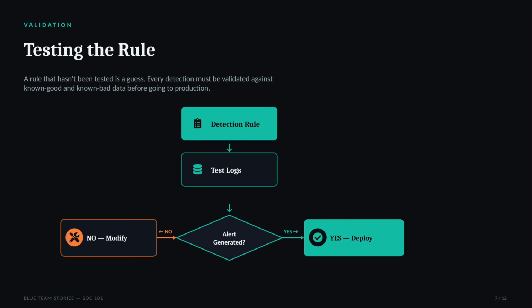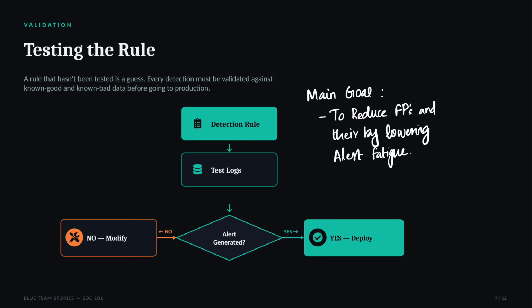Testing the rule. Before a rule is deployed into production, it must be tested. Analysts use historical logs, simulated attacks, or red team exercises to verify that the rule behaves correctly. If the rule misses attacks, it must be improved. If it generates too many alerts, it also needs refinement. Testing ensures the rule provides value before reaching the SOC analyst.